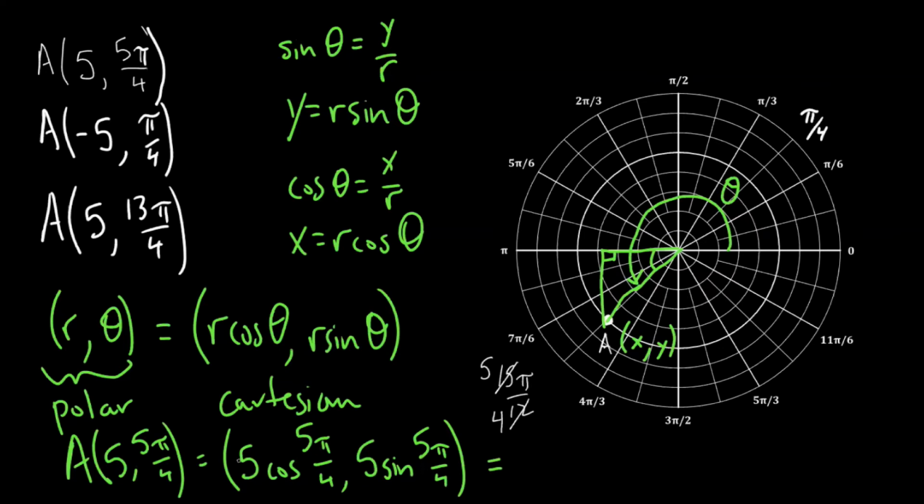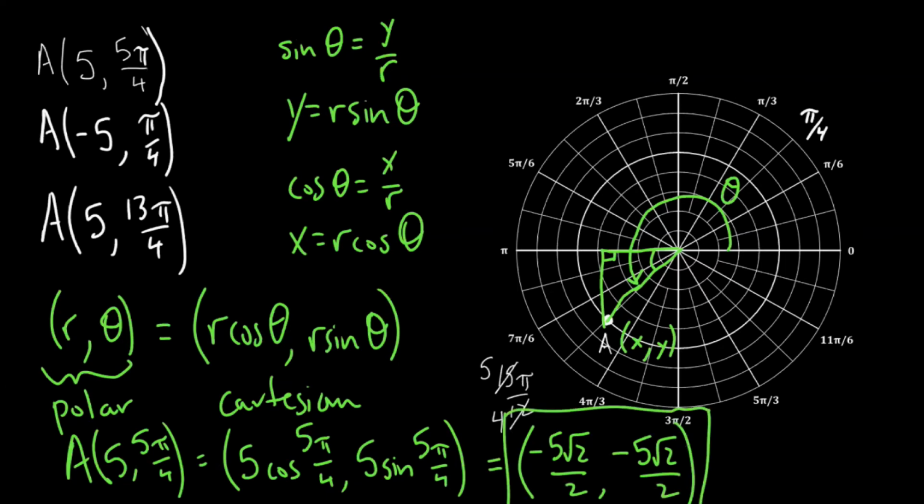And so if I multiply 5 times negative root 2 over 2, I end up with negative 5 root 2 over 2. And then if I take sine of 5 pi over 4, that's still negative. The y value is still negative. It's also root 2 over 2. So then it would be negative 5 root 2 over 2. And so this would be my exact Cartesian coordinates.